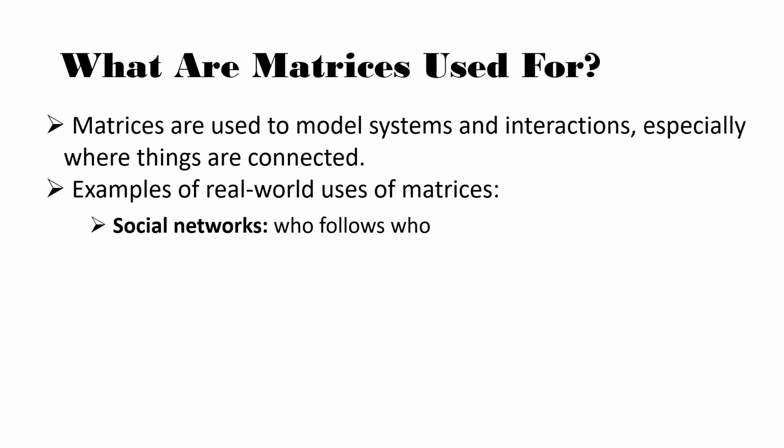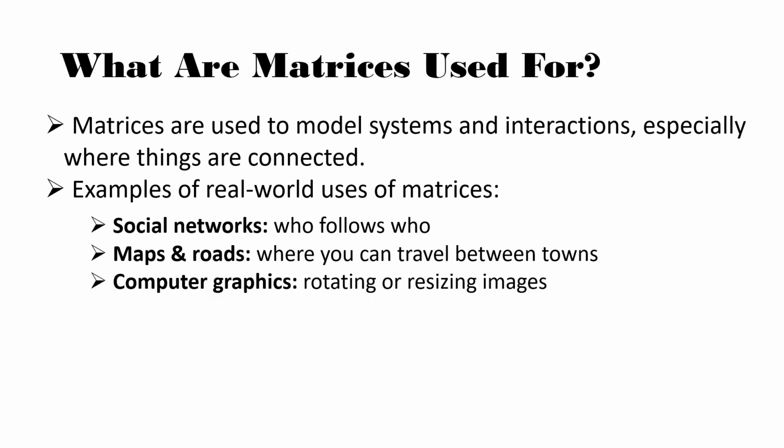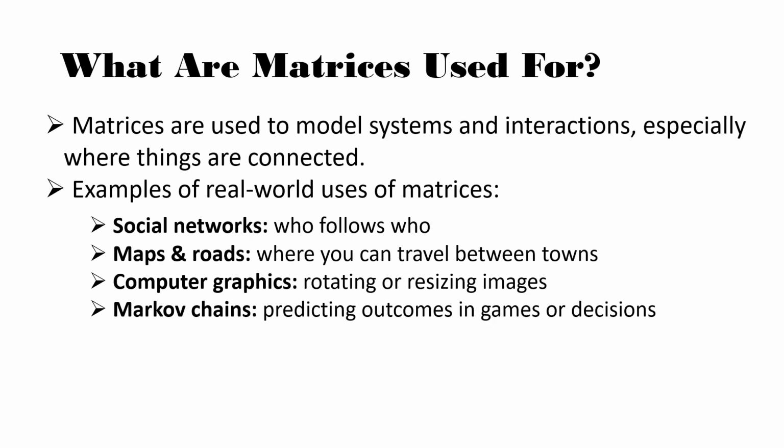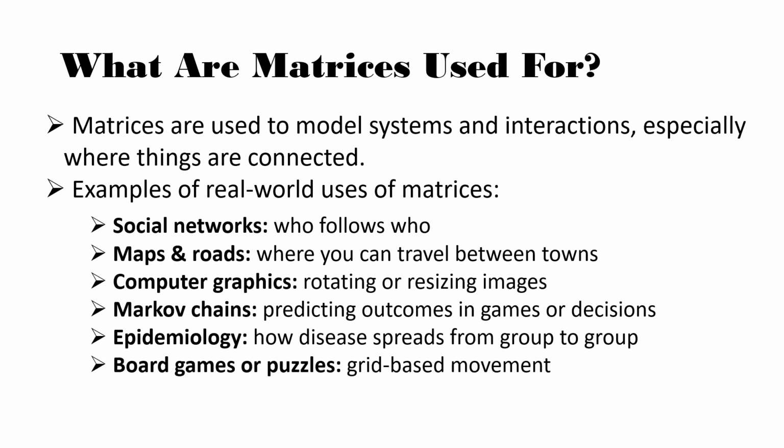For social networks, so who follows who? Maps and roads, so where can you travel between? Computer graphics. We can see it in Markov chains, which looks at predicting outcomes in games and decision theory, epidemiology, so how diseases spread from groups to groups, and board games and puzzles, so anything with grid-based movement we think of as having a matrix involved.